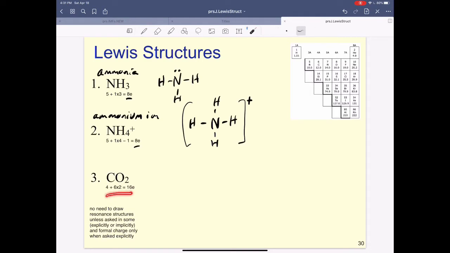Lastly, carbon dioxide, 4 valence electrons on carbon, 6 on each of 2 oxygens for a total of 16. Put carbon in the middle, attach an oxygen on each side. That's used up 2, 3, 4, 5, 6, 7, 8. And we find out that we don't have enough electrons.